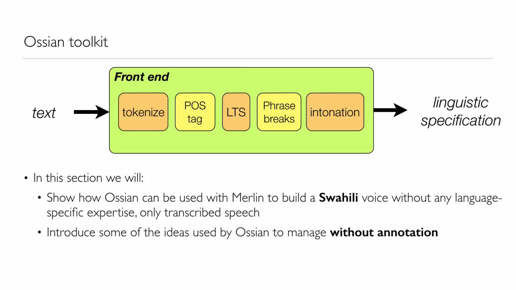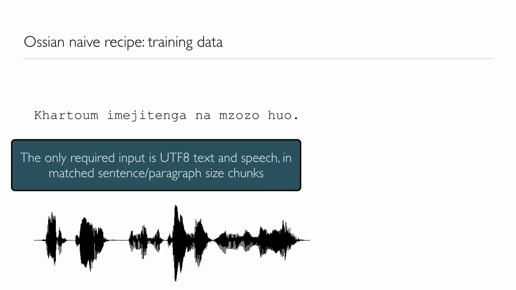I'm going to look at each of these modules from a conventional front end and say how we try and replace them essentially in this more naive approach. So the tools that we use expect as input, as I said before, speech and text aligned at maybe the sentence level. So like this is a sample of Swahili text and an image of a speech waveform corresponding to it.